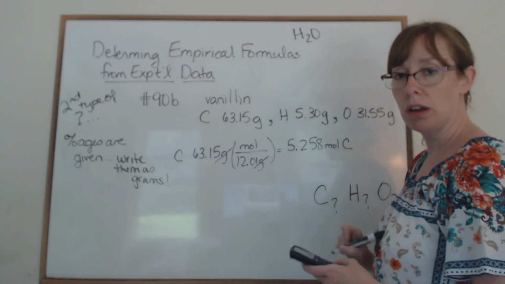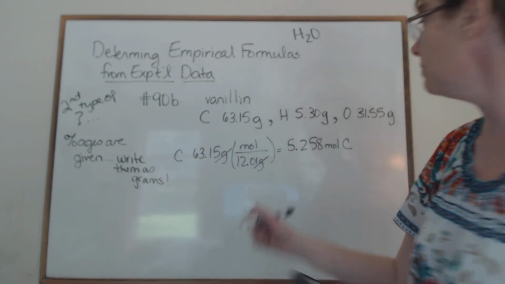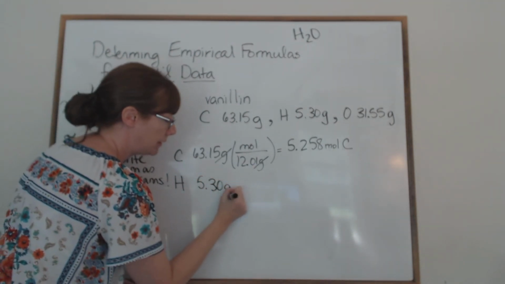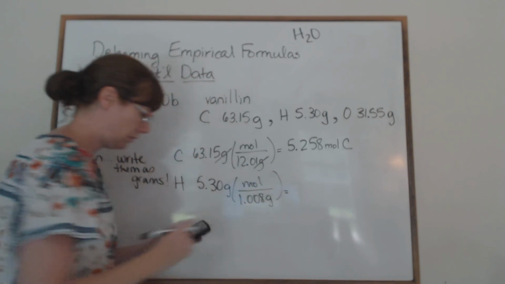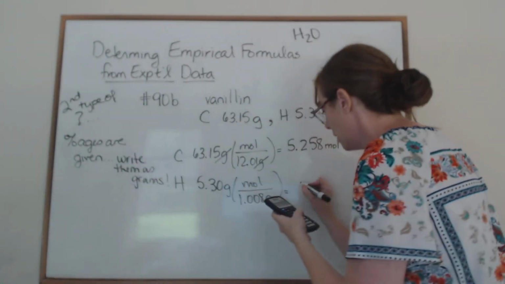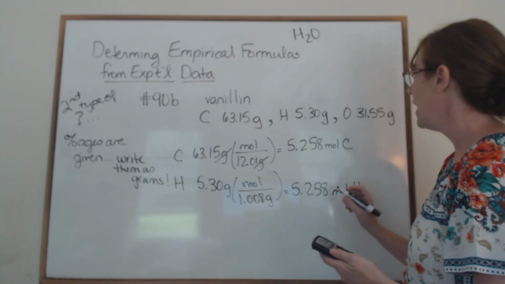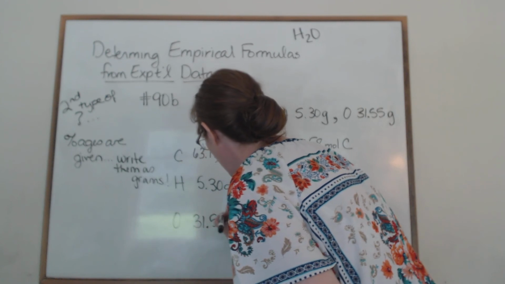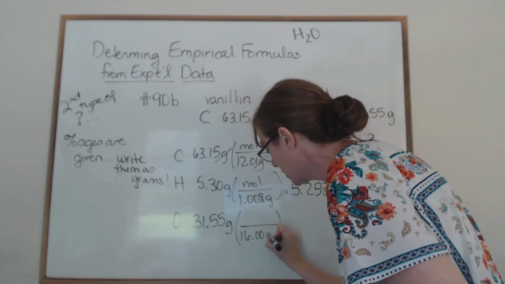Make sure you keep track of who you're talking about, or else you're going to get yourself into some messy situations. So let's now move on to hydrogen. 5.30 grams of hydrogen. Its molar mass is 1.008 grams per mole. That gives 5.258 moles of hydrogen, and oxygen. 31.55 grams, and oxygen is 16.00 grams per mole.